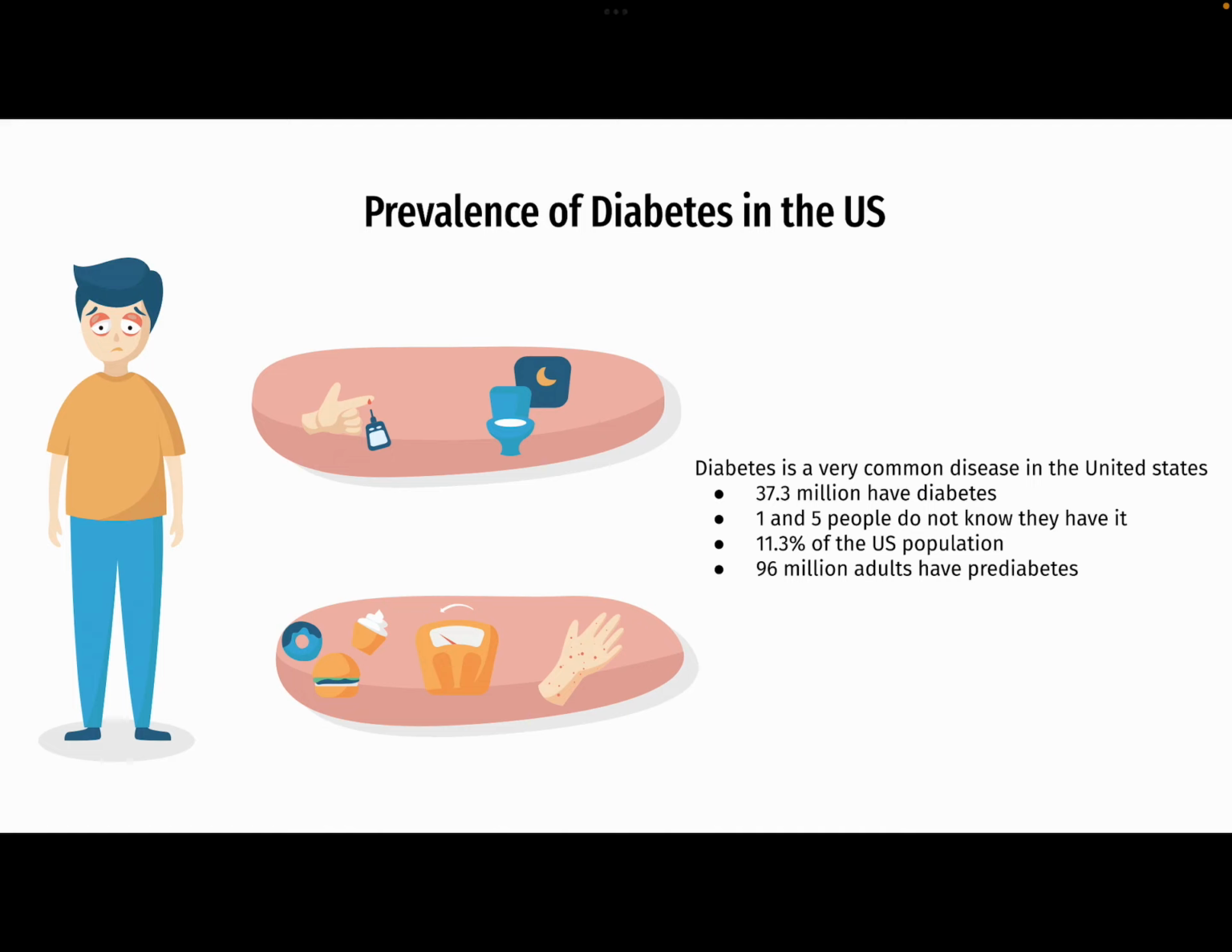Prevalence of diabetes in the U.S. We all know that diabetes is a very common disease in the United States, as 37.3 million people have diabetes, and 1 in 5 people do not know that they have it. 11.3% of the population has it, and 96 million adults have prediabetes. Diabetes can be seen in all age groups. You can be born with it, or you can get the disease later on in life.